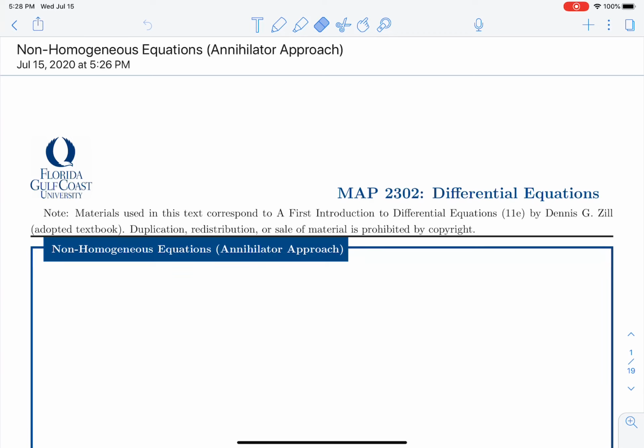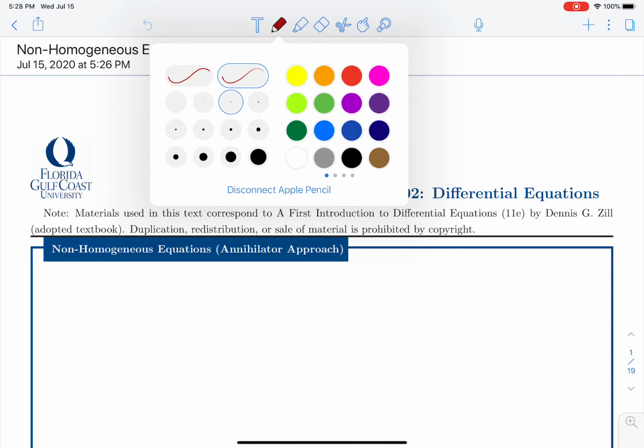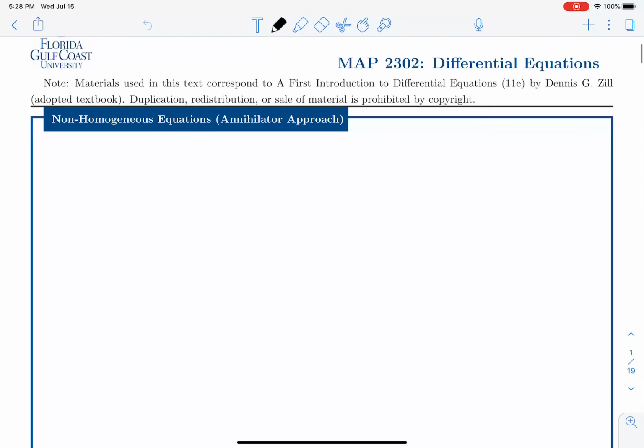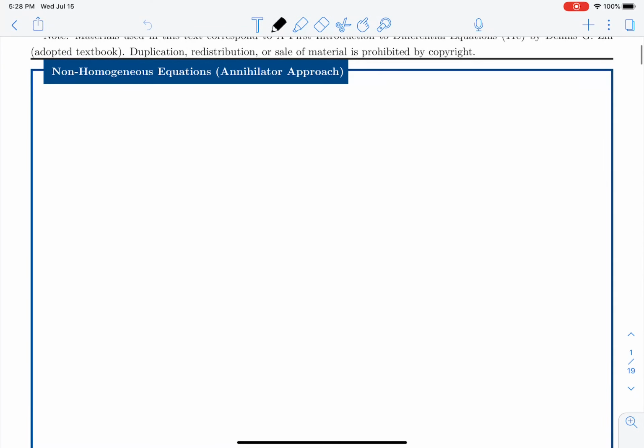The Annihilator Approach is another approach that is used to solve non-homogeneous equations. Of course, the superposition approach is quite effective, but the Annihilator Approach is more solid in the sense it is a nice process based on the differential operator.